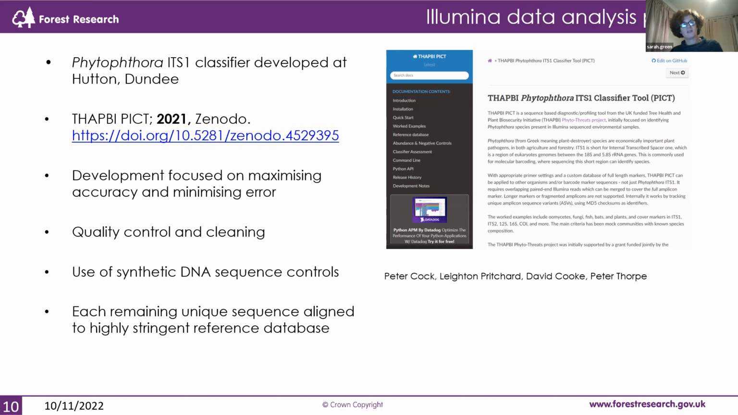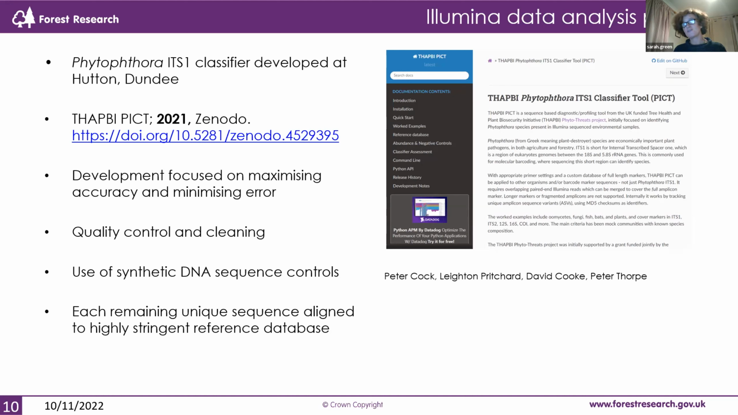And because we're working with nurseries, the pipeline is very much focused on maximizing accuracy and minimizing error. So it's minimizing the risk of false positives, but as a result, we're likely to get more false negatives. There's a lot of quality control and cleaning that goes on. We do use what we call synthetic DNA sequence controls on our plates. So that acts as a check for cross-contamination across samples on a plate, but it also acts as a check for PCR error and Illumina sequence error.